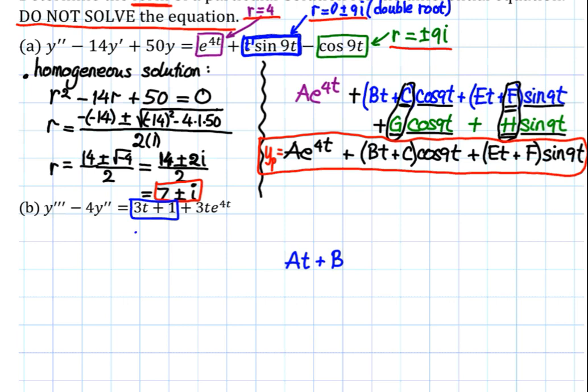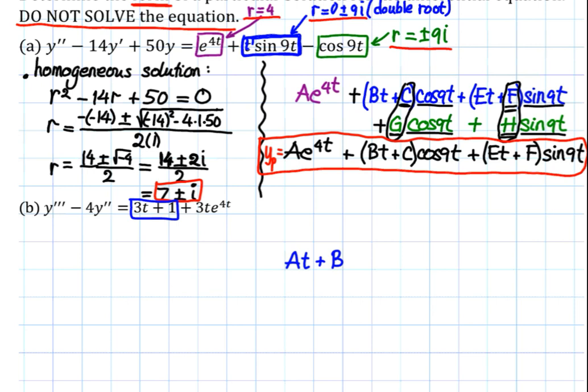We only need 3t. The plus 1 here doesn't matter, but the form always has to have the full polynomial. For example, if we have 3t squared, then the corresponding form is going to be at squared plus bt plus c. The guess for the particular solution has to have the full polynomial, which has the same degree as the highest one. Right. Since we have 3t plus 1, the degree of 3t is 1, so we're going to have at plus b for the form of the solution.